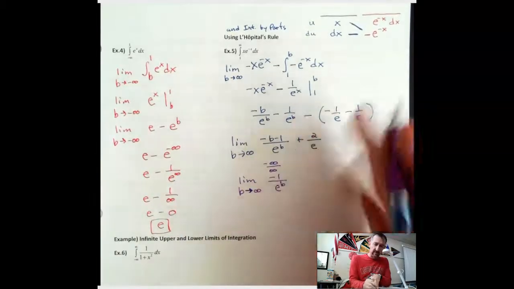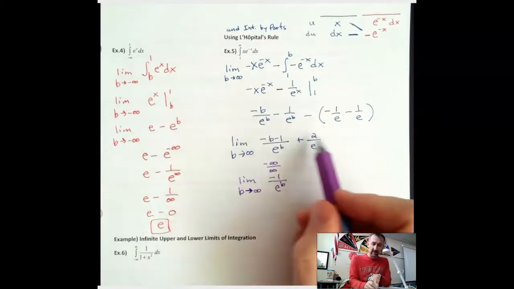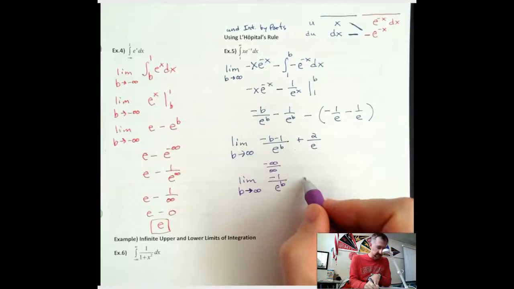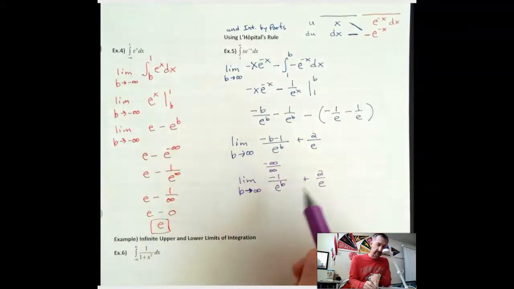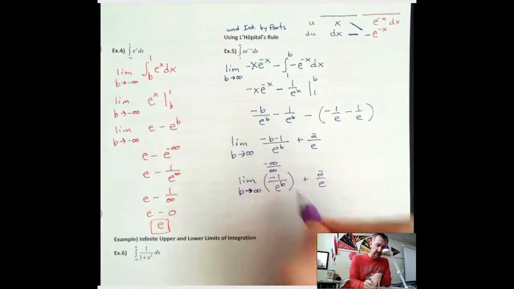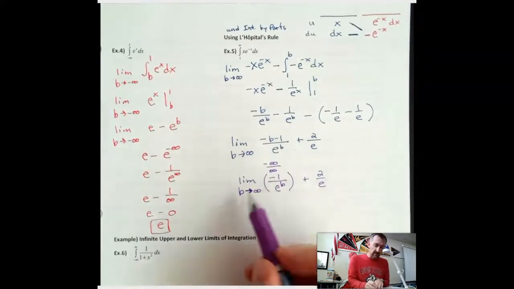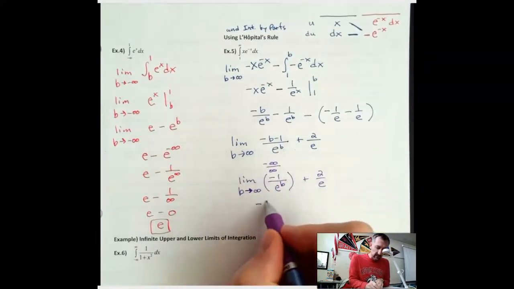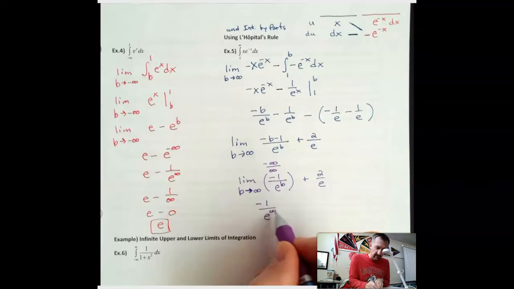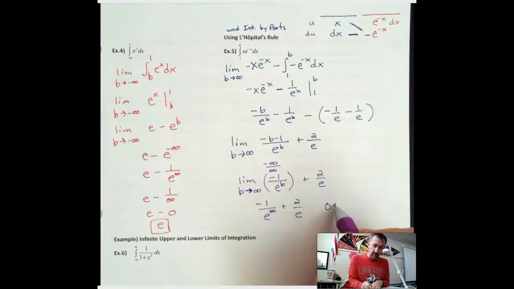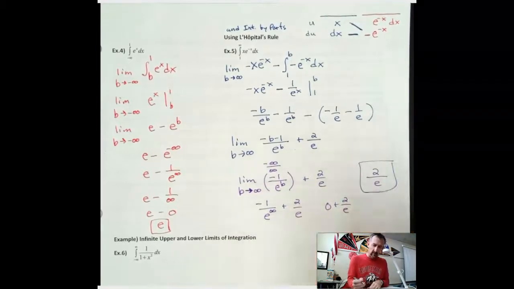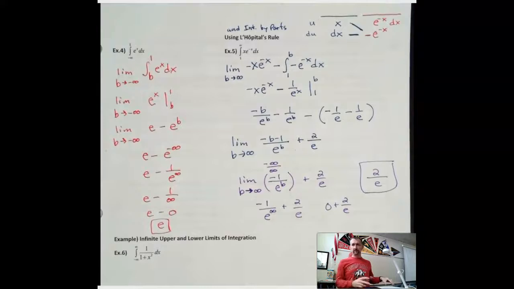Now this we could have separated on the side, so we're not taking the derivative of this. That's a constant. So we have 2 over e on the side over there. Maybe put this in parentheses to emphasize that. So now if we let that go to infinity, we're going to have negative 1 over e to the infinity plus 2 over e. And so then that is 0. And so our answer is 2 over e.